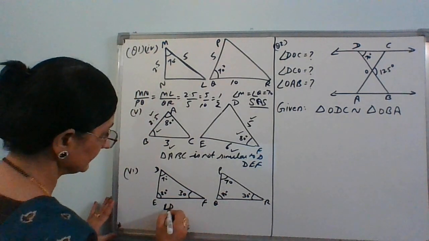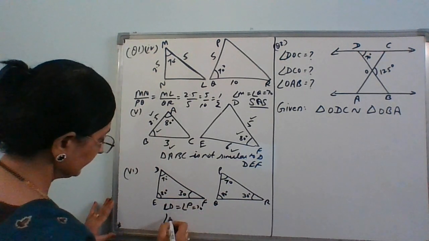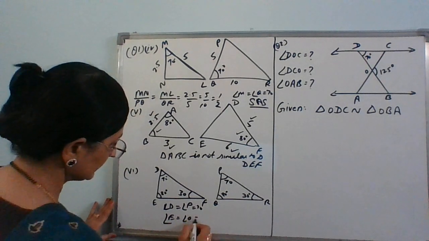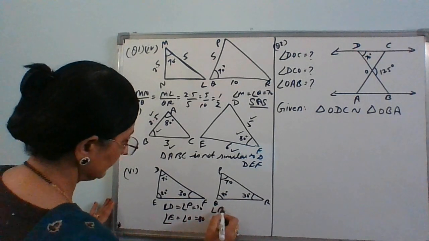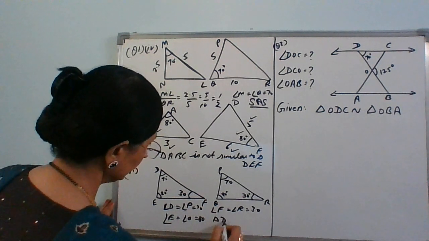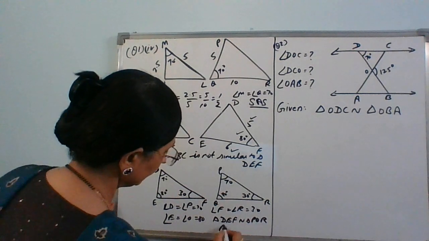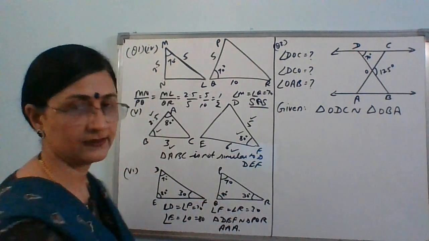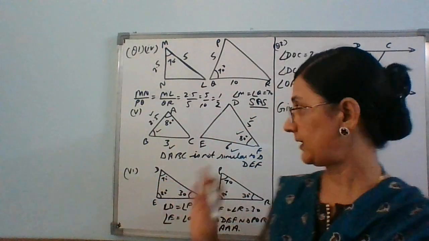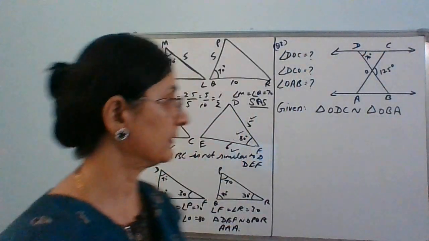Now angle D is equal to angle P, 70. Here angle E is equal to angle Q, which is equal to 80, and angle F is equal to angle R, which is equal to 30. So triangle DEF is similar to triangle PQR by AAA similarity criteria. I hope it's clear now. AAA. Okay.